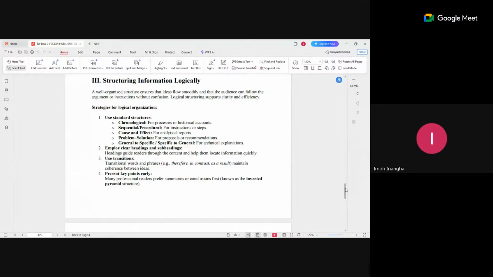Then use transitions, transitional words and phrases. Examples: therefore, in contrast, as a result. Maintain coherence between ideas. Take note. Present key points early. Many professional readers prefer summaries or conclusions first, known as the inverted pyramid structure.